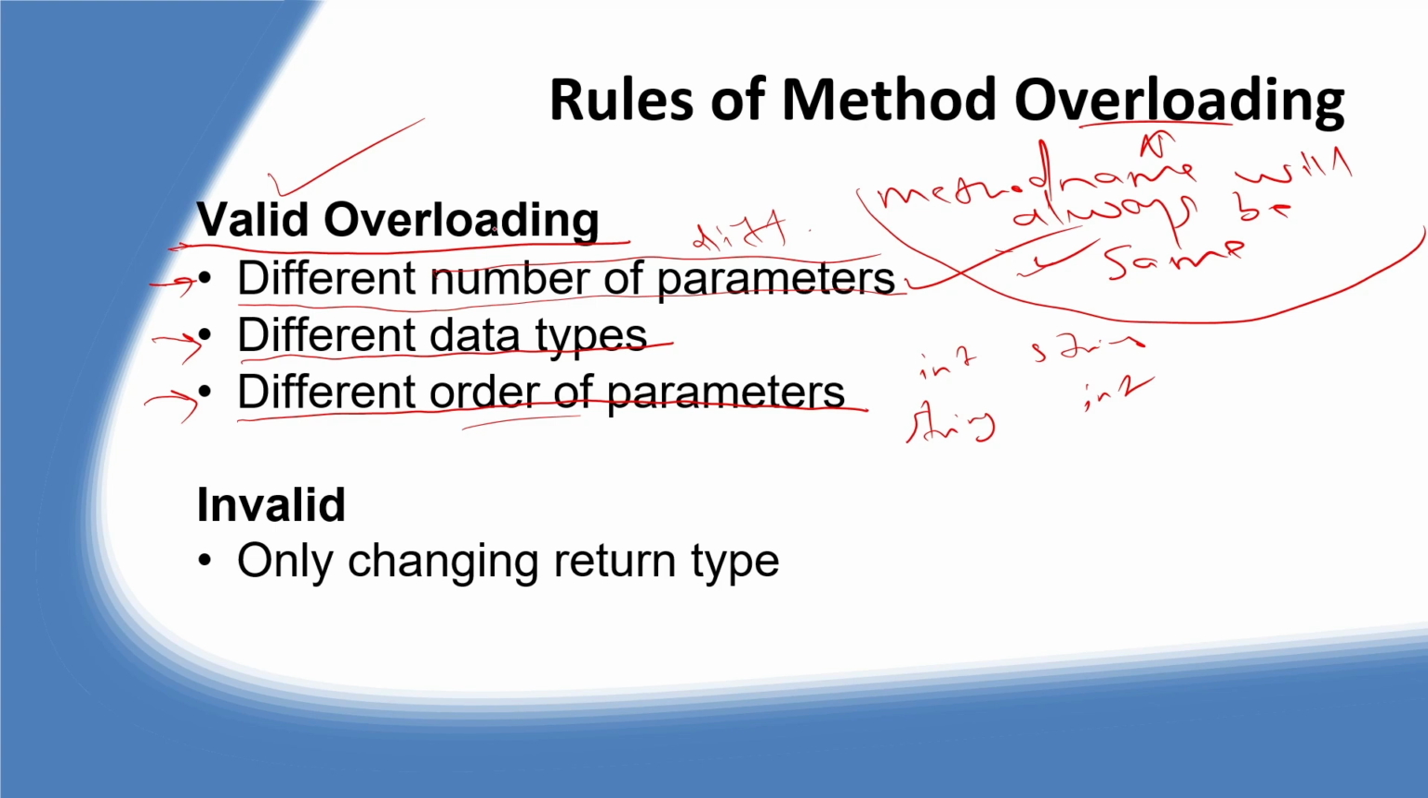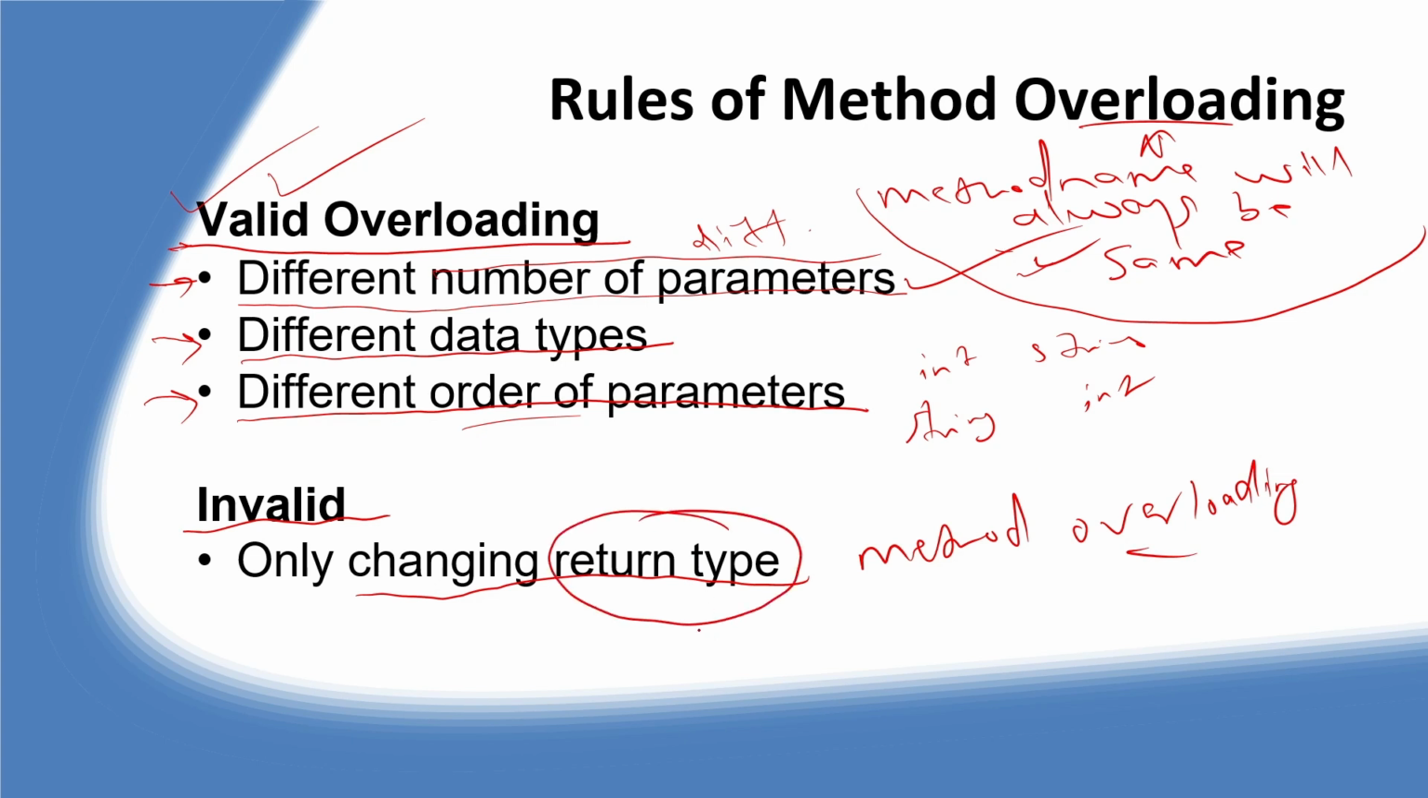Okay. So these are valid overloading. What is invalid? Which is not allowed, which is not accepted as method overloading. When we try to change the return type of the method, we should not change any return type of the method for method overloading. If we change the return type of method, return type should not be changed.